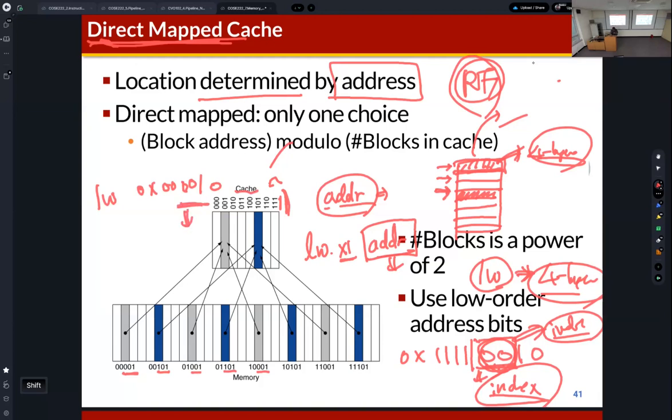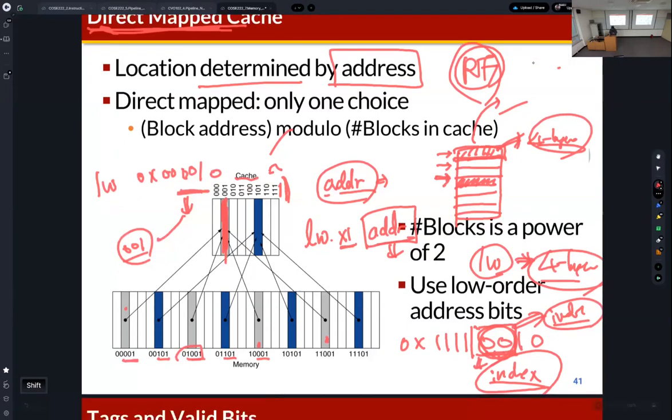Then 001 becomes the cache index 001. Which means that this data is stored in cache index 1 of this cache. Also 01001 is stored in the same cache entry. So a direct mapped cache means that we use the lower bits of the main memory address as the cache index.